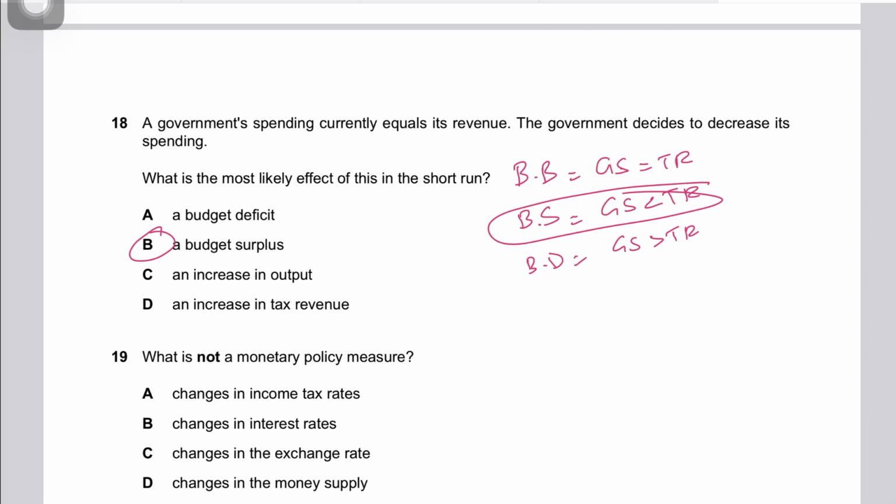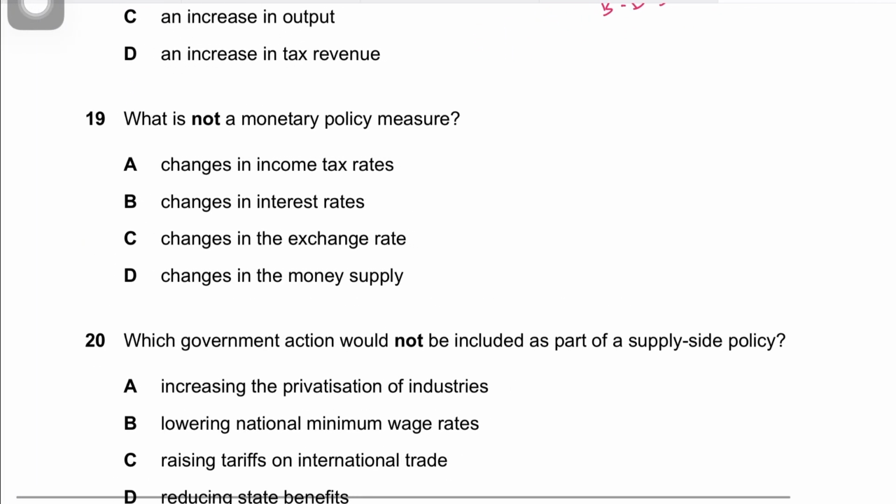Question number 19 says, what is not a monetary policy measure? Again, this is such an easy MCQ: a change in income tax, because the question is asking you to differentiate between fiscal and monetary policy, and the rest of the three are monetary policies. See, monetary policy involves, remember, interest rate changes, money supply changes, and sometimes even exchange rate management.